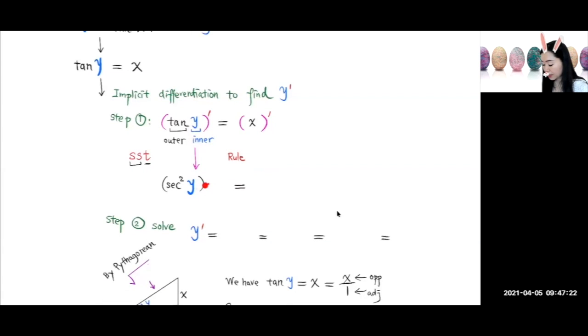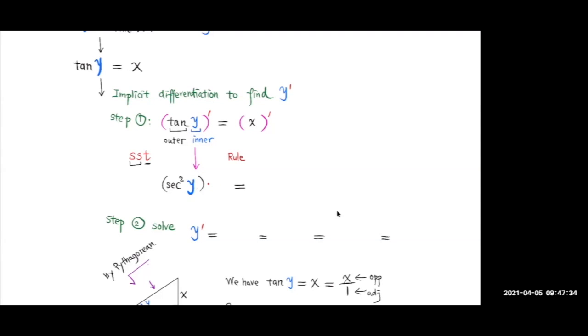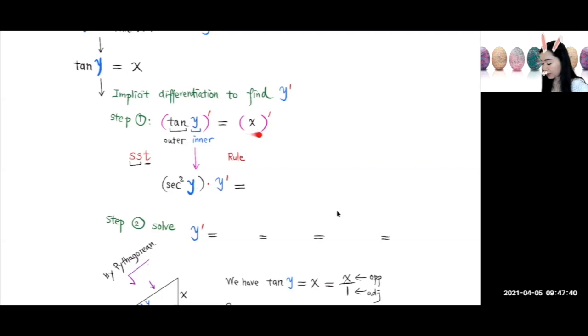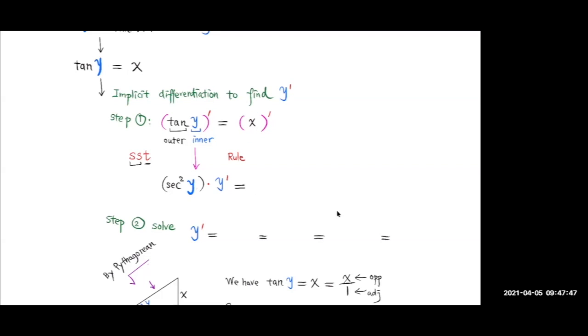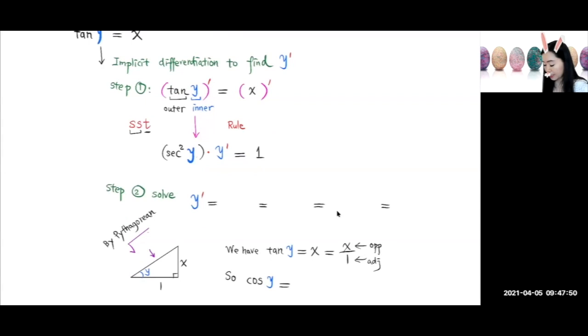Times what? Times the derivative. By the chain rule, you have to multiply this by the derivative of this inner function, which is, what should I put over here? y prime. On the right side, differentiate this x with respect to x. What do we get over here? 1. You got it. Now, the next step, we want to solve for y prime. That's equal to 1 over secant squared y.